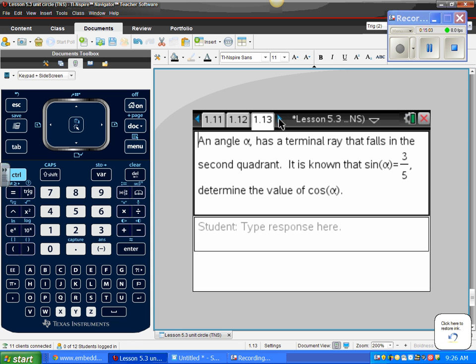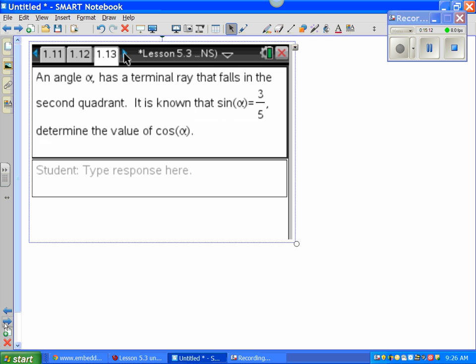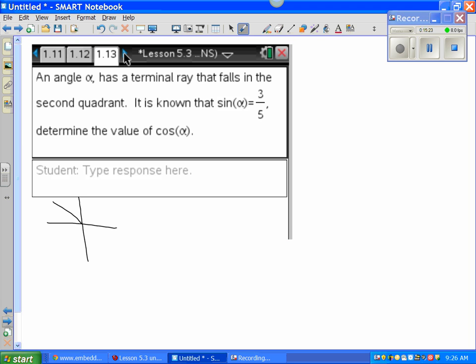All right, so here's where we get into the important stuff. These are the types of problems that we're going to be dealing with, okay? All right, so an angle alpha has a terminal ray that falls in the second quadrant. Okay, so that means I have an angle that's in the second quadrant. It's going to be over here, okay? Second quadrant. So that's your first step. You're going to draw your little rotation diagram. You don't know where in the second quadrant, but you know it's in the second quadrant.